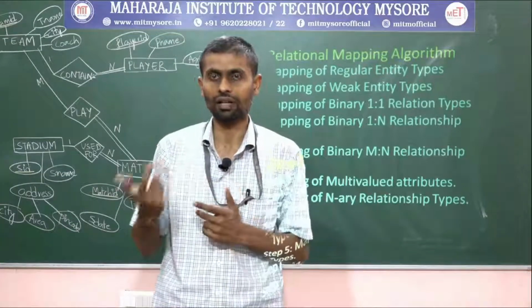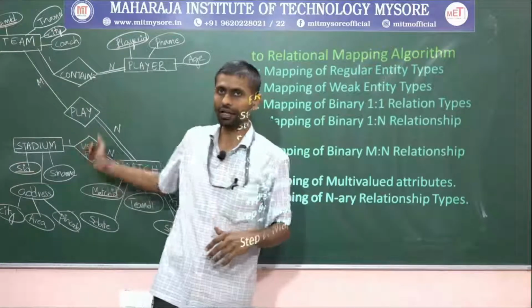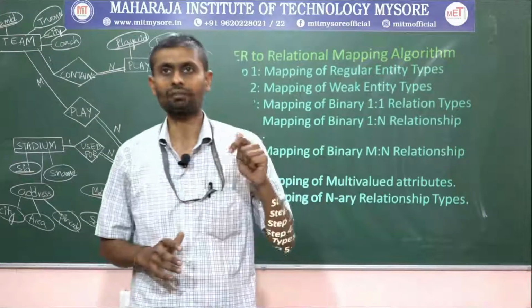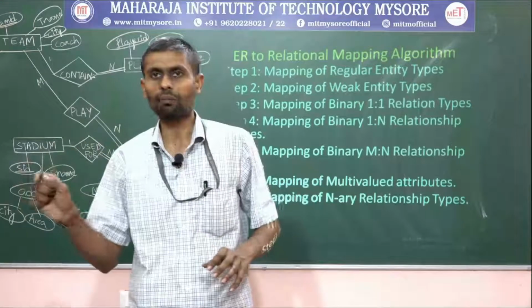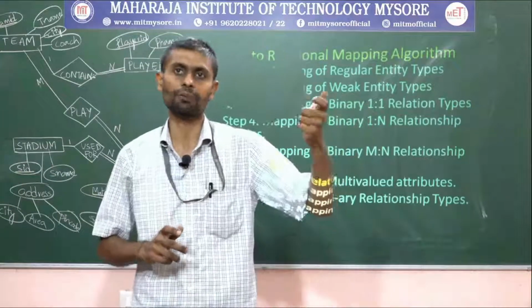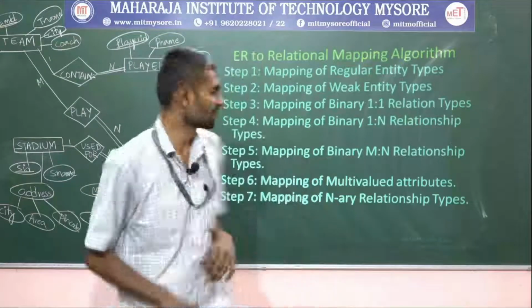That means where we have a total participation, in that table you make it a foreign key. Where we have a maximum participation, to that end you take its opposite, that means the participating entity type's key attribute, as a foreign key. So this is the beauty we have discussed.